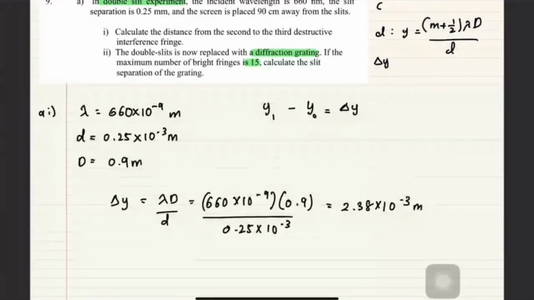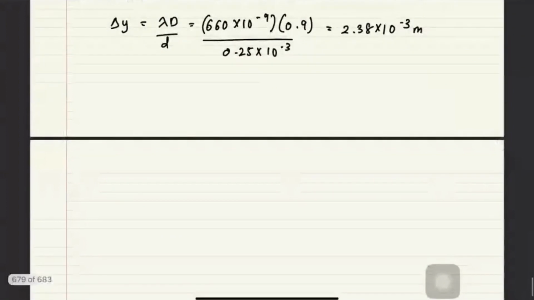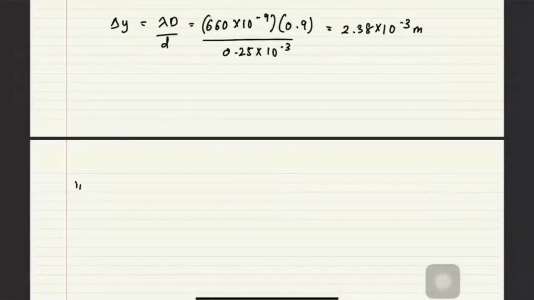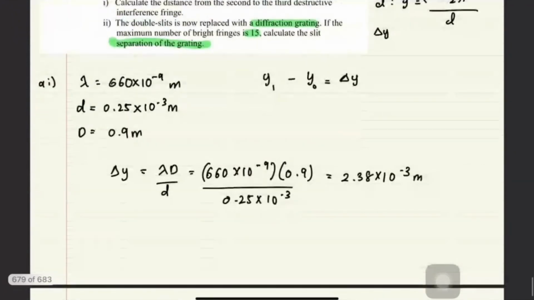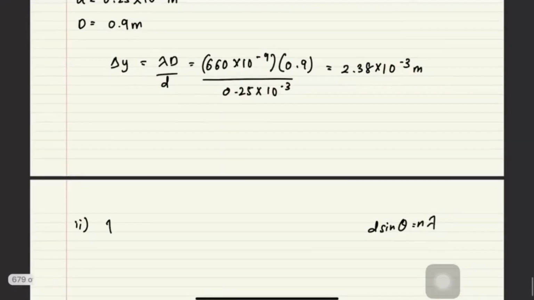separation of the grating. Okay, so diffraction grating kamu hanya ada satu formula, dua lah. So you can use this formula, d sin theta equals to n lambda. Kemudian dia kata lambda dia masih sama, sebab apa, dia still cahaya yang sama, cuma dia ubah yang double slit tadi tu, dua slit tu dijadikan diffraction grating.